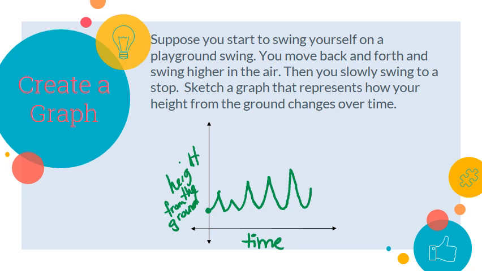So when I'm back, I go a little less high. And then as I come forward and come towards the ground, I drag my feet again. So I'm a little less high. And then I come above the ground and I stop my feet. And I end. So I'm still at that same height that I started at because I'm not swinging, but I'm still sitting on the swing.